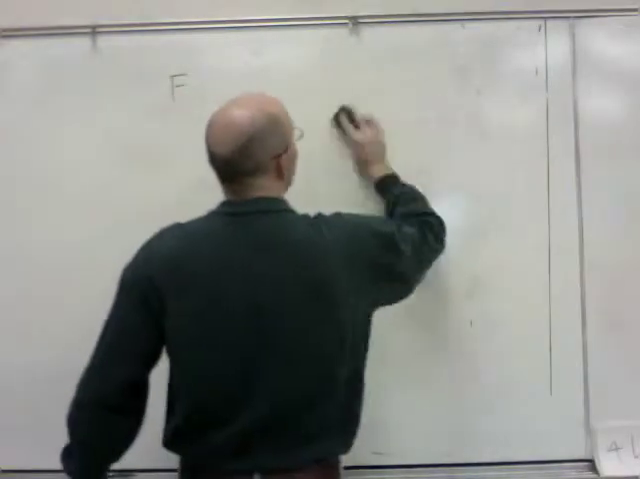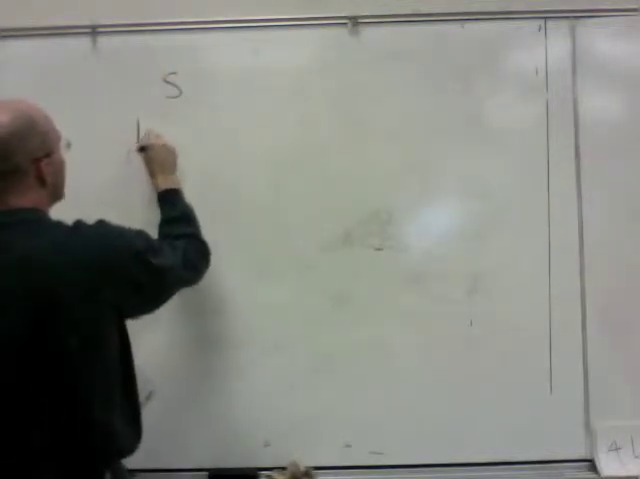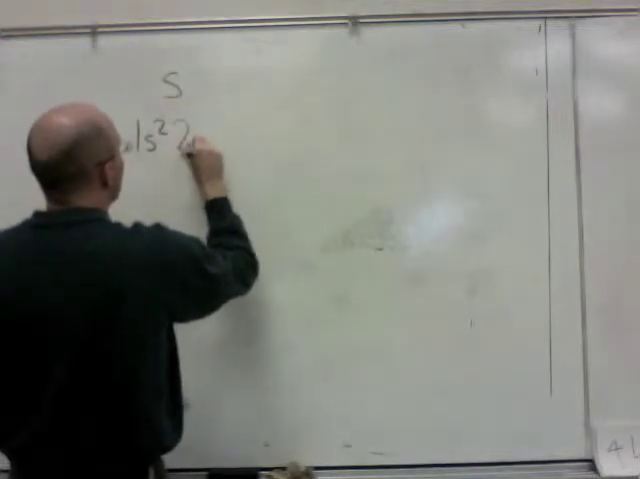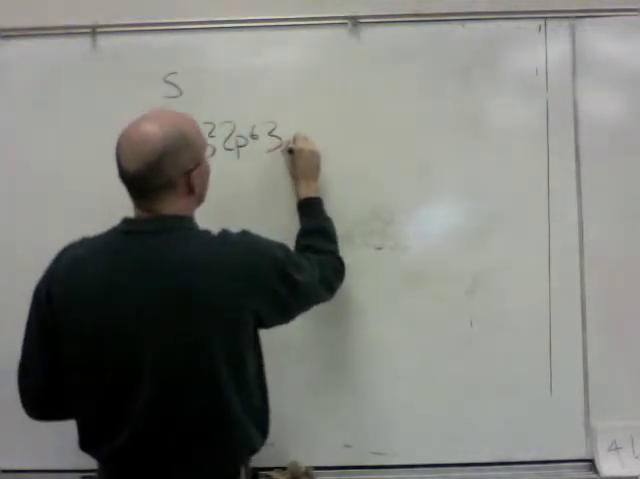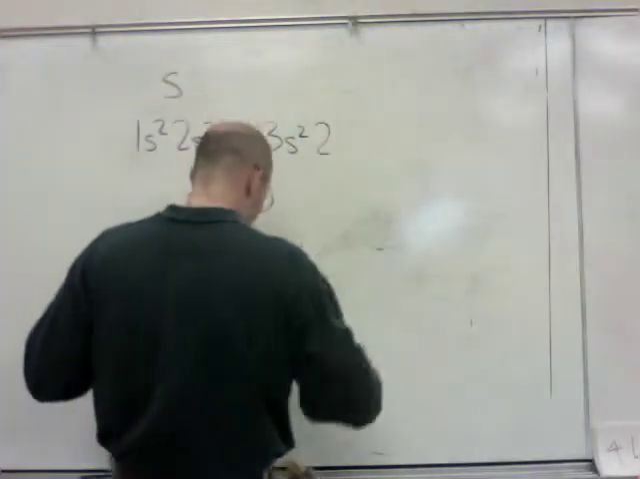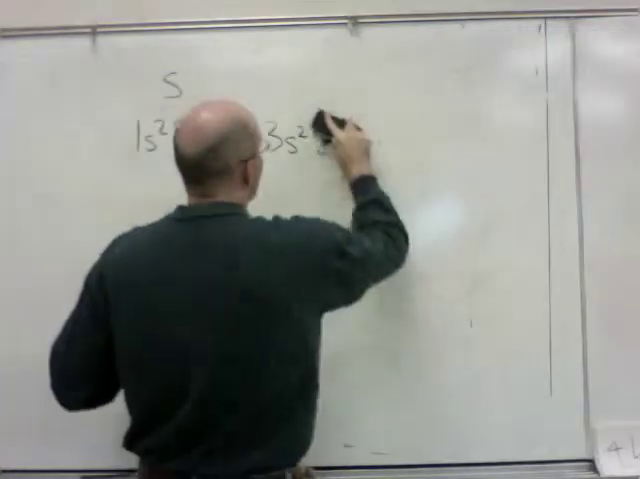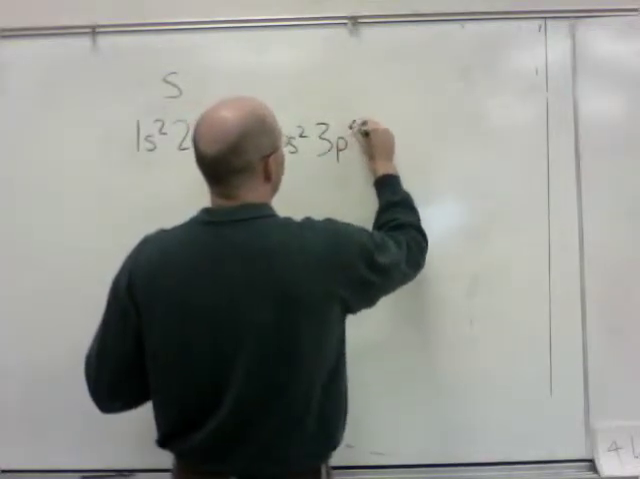Let's try sulfur. The electron configuration for sulfur is 1s2, 2s2, 2p6, 3s2, 3p4.